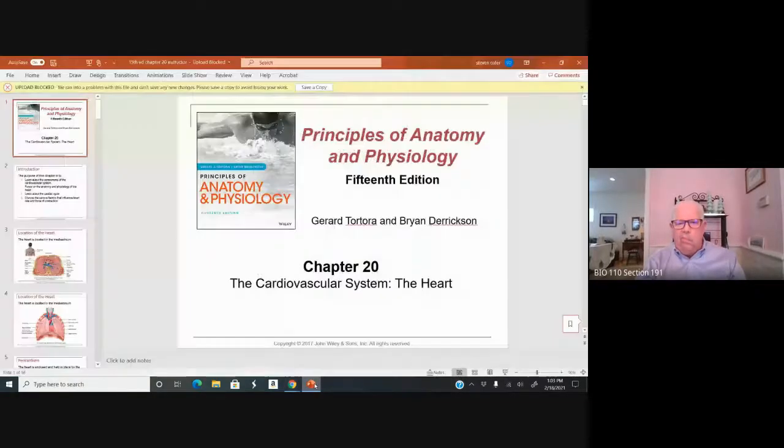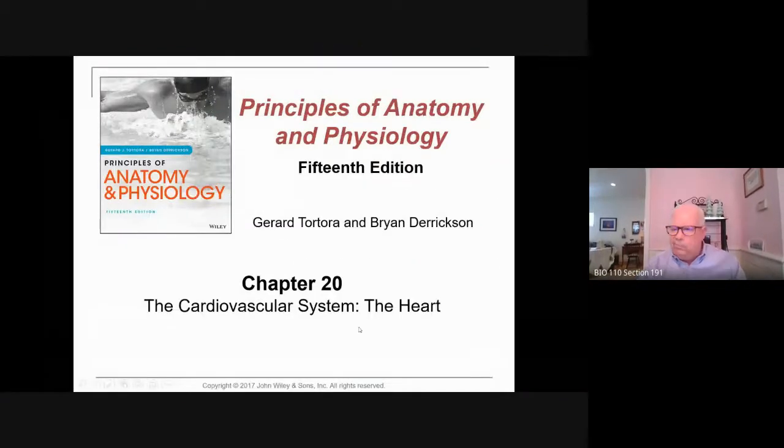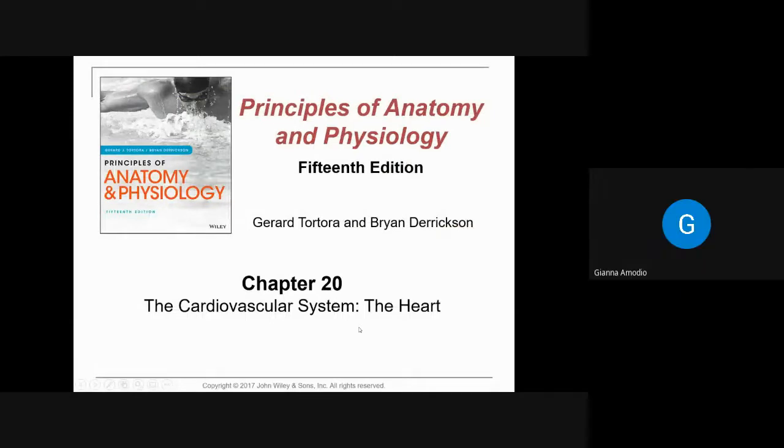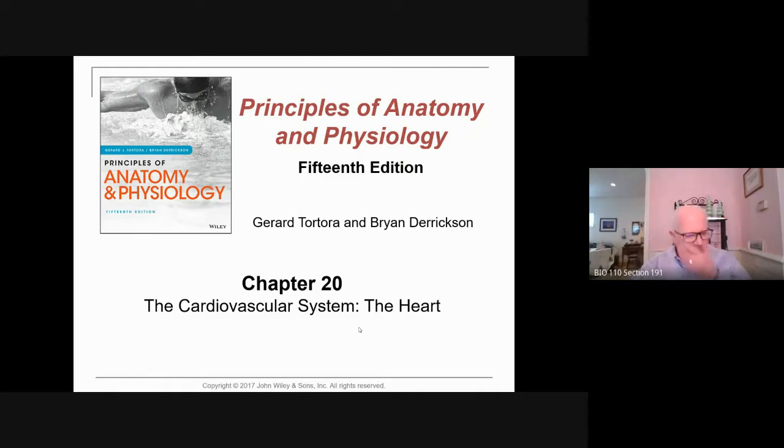The heart. This is visible, correct? Yeah. Yes. Okay, here we go.